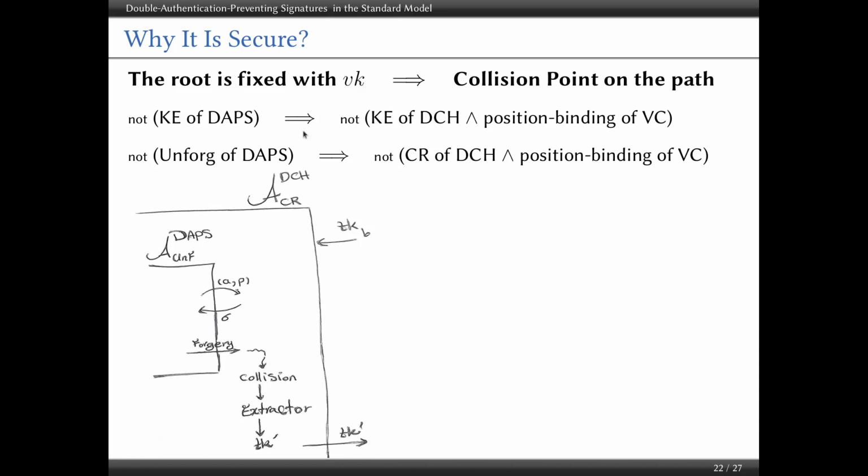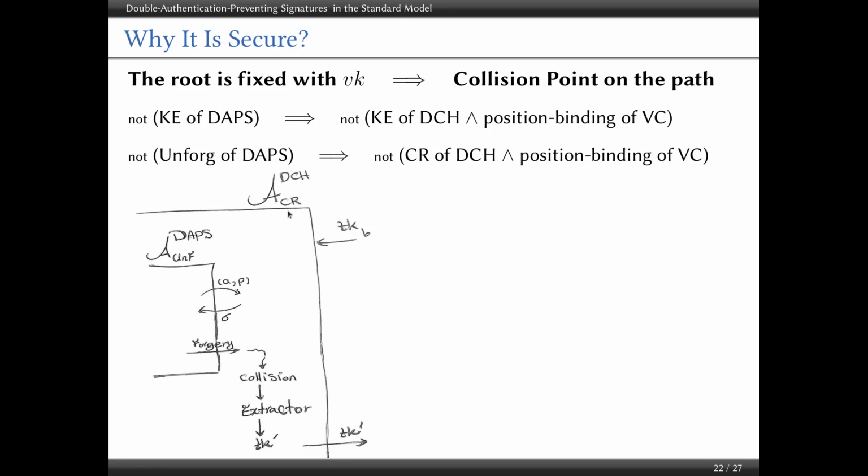And in the unforgeability proof, this collision would be translated to a collision for vector commitment, breaking the security of this primitive, or a collision for double Chameleon hash, which breaks the collision resistance of double Chameleon hash. This is not so trivial, and that's why I try to make it more clear here.